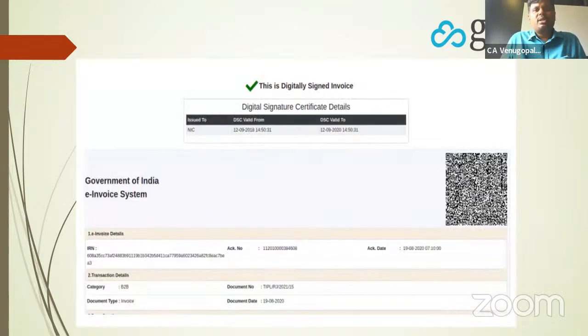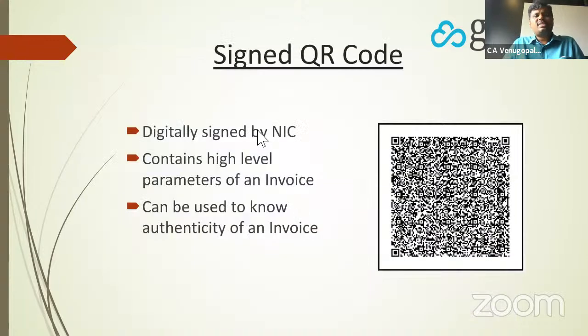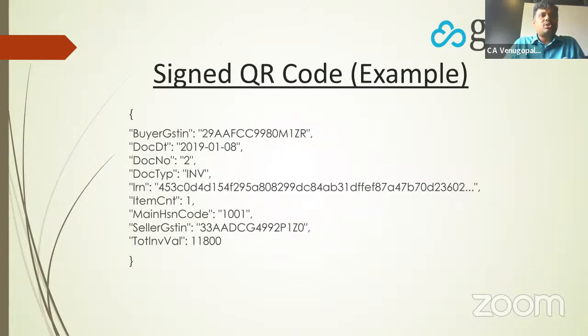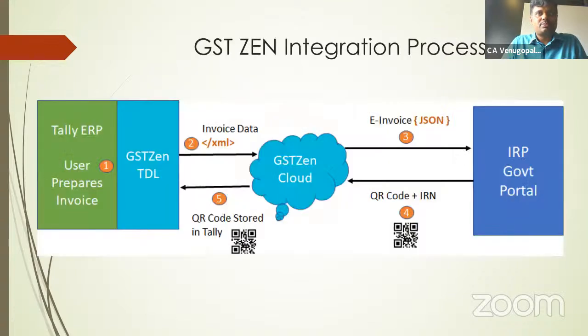And on the NIC portal, you can generate the invoice, print it, and issue. This would be with a QR code. Now let's understand what this QR code is. The QR code is digitally signed by NIC, which contains high-level parameters of an invoice, which can be used to know authenticity, whether this has been coming from a genuine source or not. When you scan this QR code by the NIC, you will be seeing high-level business information: who is buyer, who is seller, what is the document date, number, type. All those things would be visible.